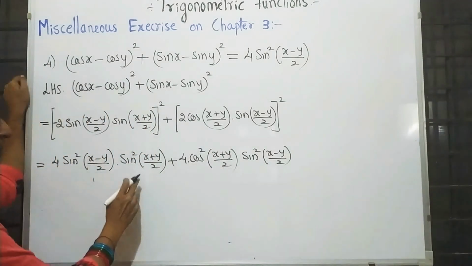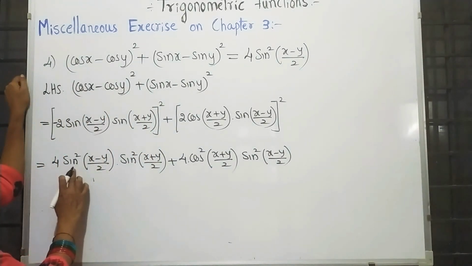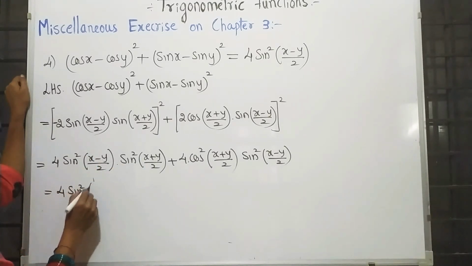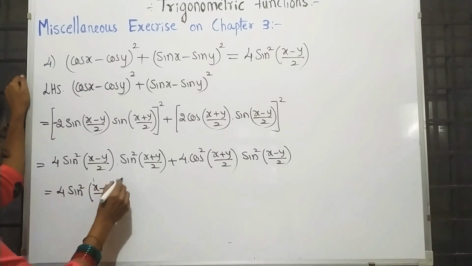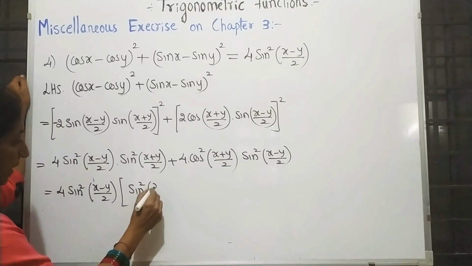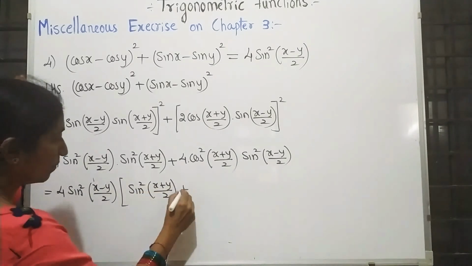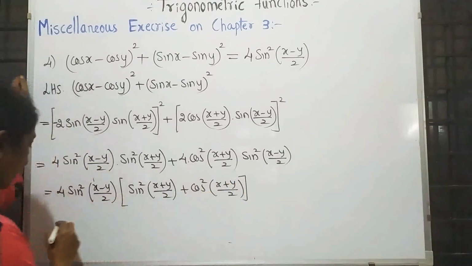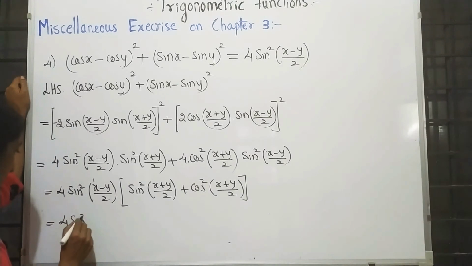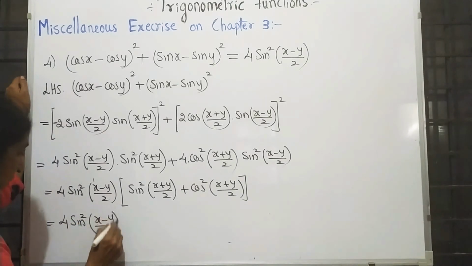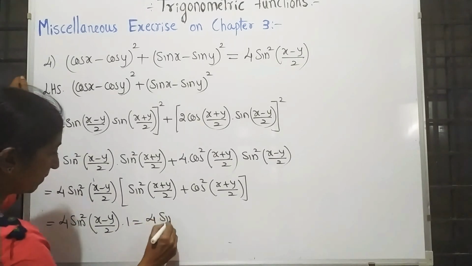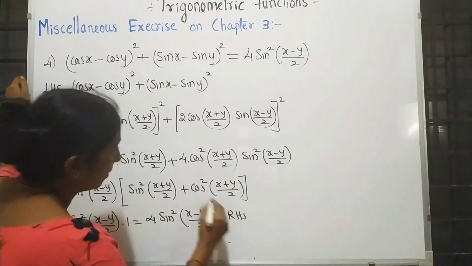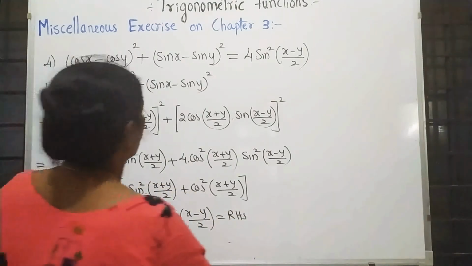What we can take common? See, we can take common 4 sin square x minus y by 2. In the bracket sin square x plus y by 2 plus cos square x plus y by 2, and this answer is 1. It is 4 sin square x minus y by 2 into 1, that is nothing but 4 sin square x minus y by 2, that is RHS. So another method I will give as a homework. Moving to the next question.